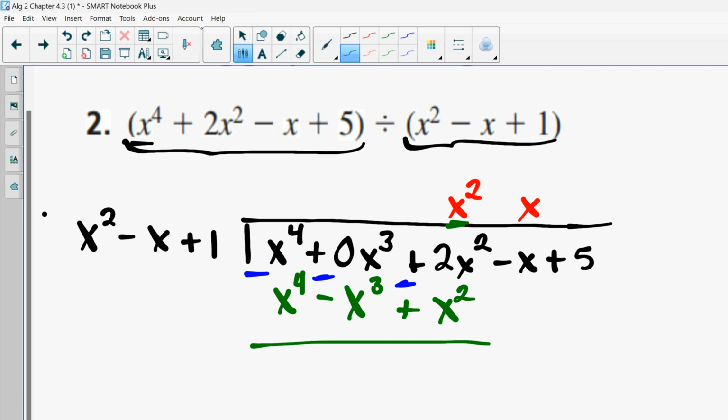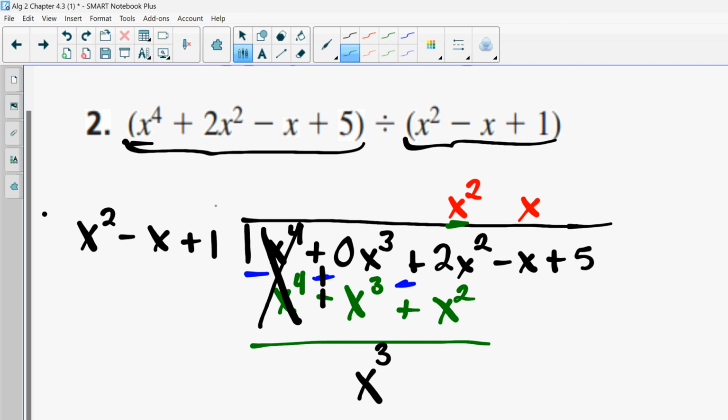x to the fourth minus x to the fourth is 0. 0x cubed minus negative x cubed is positive x cubed, because our negative and negative would make a positive. And 0 plus 1 is 1. And we have our x cubed.